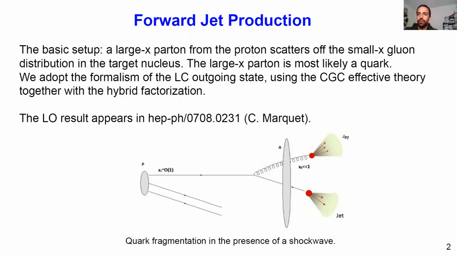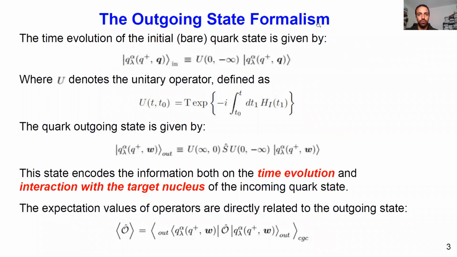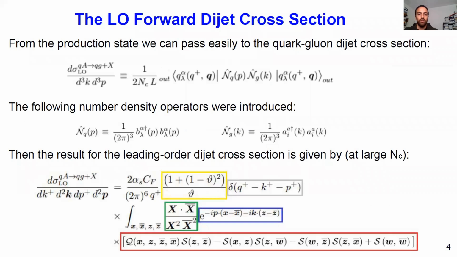In order to do that, we revised the derivation that Cyril did. We used something which is known as the outgoing state approach. In this approach, we find the outgoing state, which encodes both the time evolution and the interaction with the target nucleus. And by finding this outgoing state, we can immediately get the result for the cross-section by using the relation at the bottom of the slide.